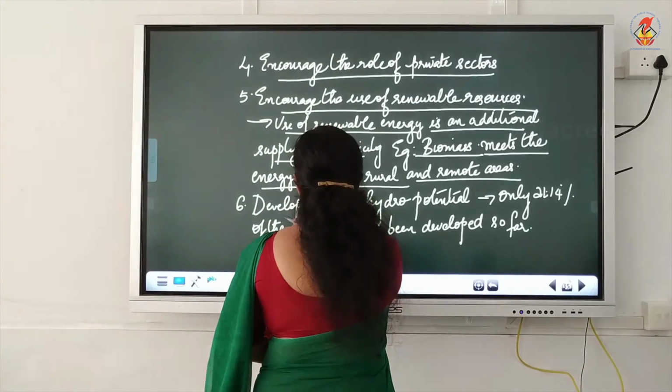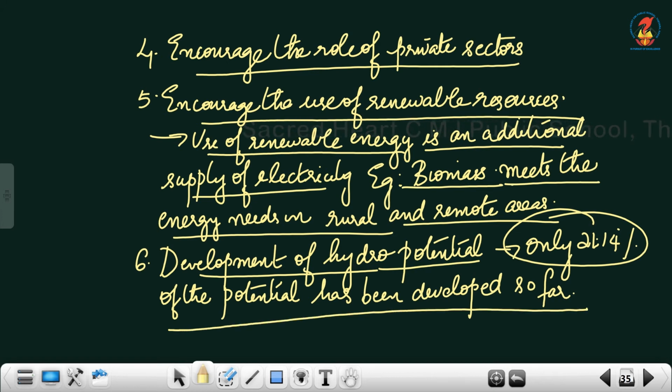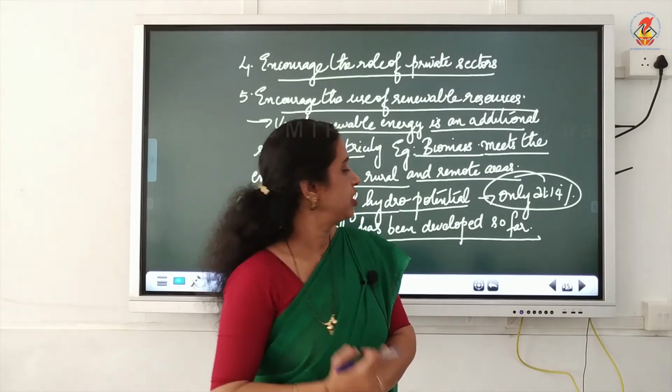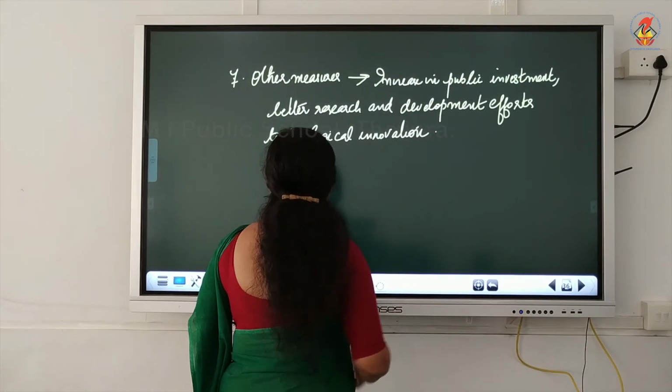Then comes the next, development of hydro potential. Only 21.14% of the potential has been developed so far. So we have to develop that area too. All these can remove the problems in the power sector.